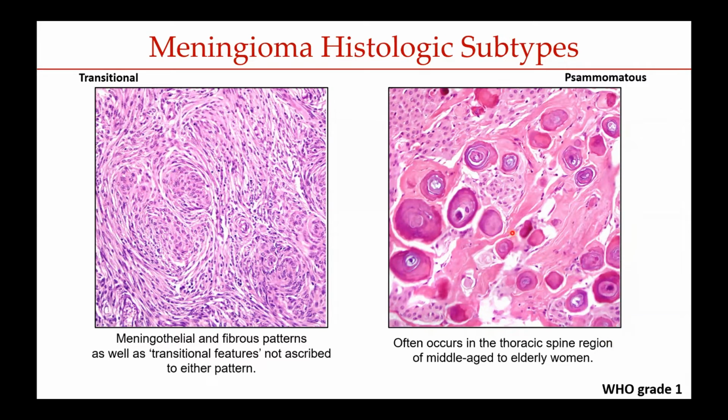Additional subtypes are the transitional, which is an intermixture of the meningothelial and the fibrous and some transition states. As you can see here, lots of whorls are present in these, and these tend to have quite a few psammoma bodies as well, although not depicted in this image.